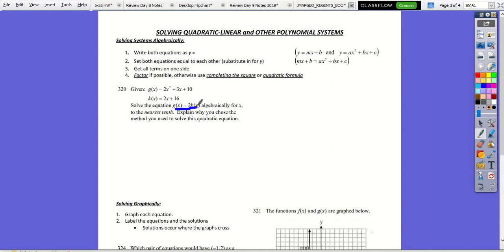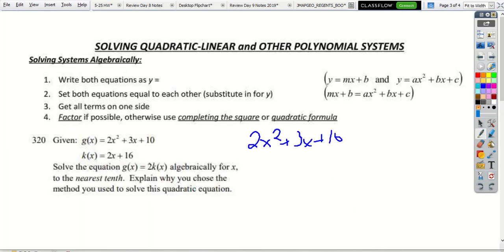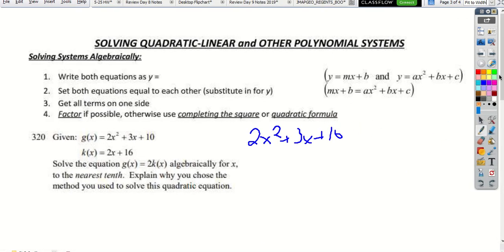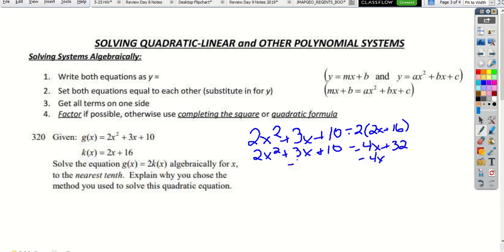So this one wants me to come up with the equation g of x is equal to 2 times k of x. So g of x is 2x squared plus 3x plus 10, and we're going to go full screen here. So plus 10 is equal to 2 times k of x, which is 2x plus 16. So we've got to distribute, combine like terms if we can. 2x squared plus 3x, no like terms over here, so that stays as is. And this is equal to 4x plus 32. And then we're just going to move everything to one side. So we're going to move the 4x over, and the 32 over. And I get 2x squared minus x minus 22 is equal to 0.